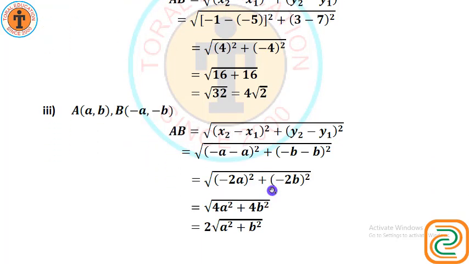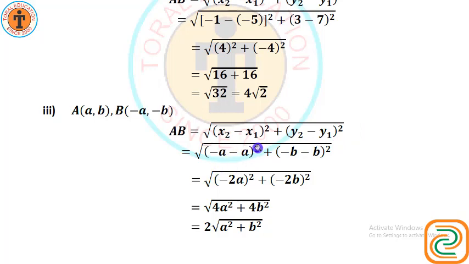Next, an IMP question. Look at this. A, B minus A minus B. Right? Then AB equals to x2 minus x1 whole square plus y2 minus y1 whole square.